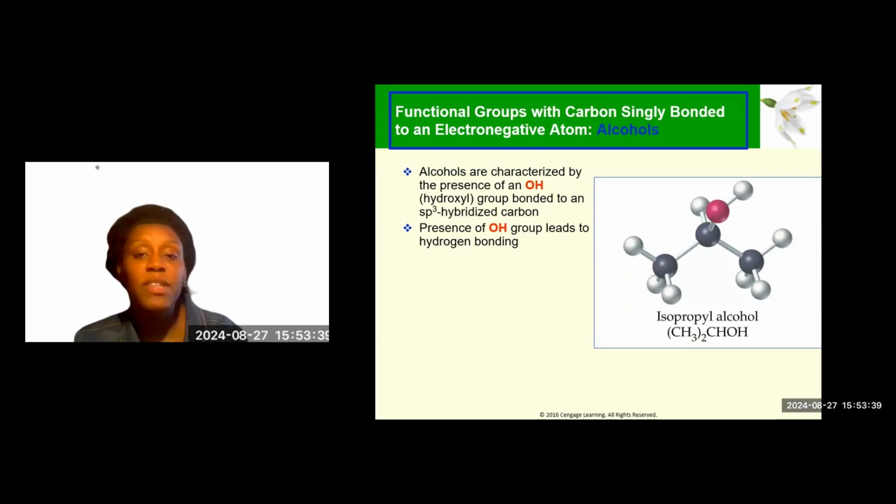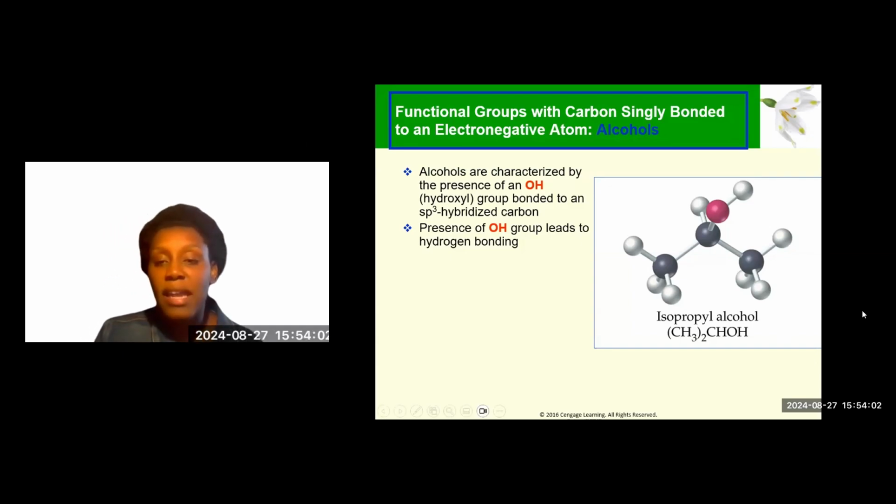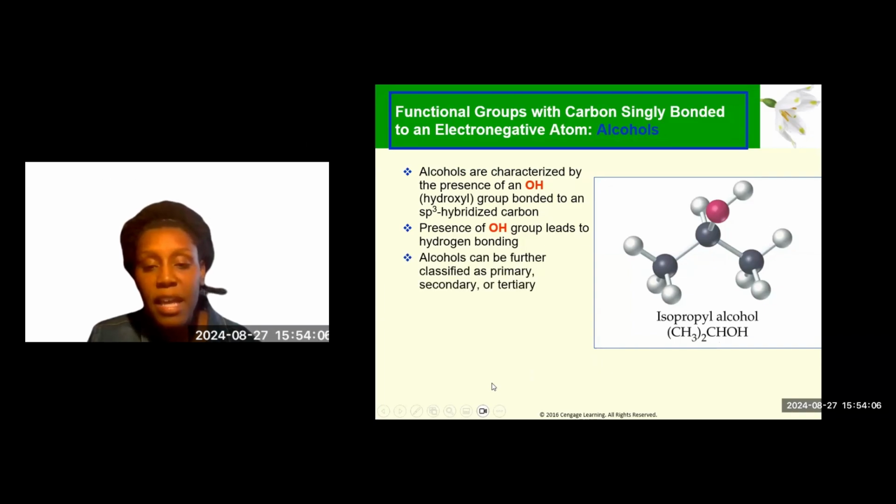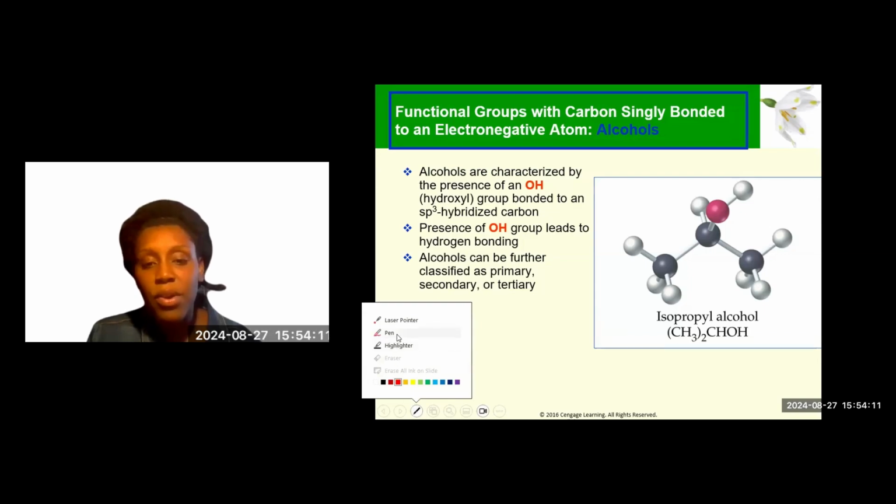All right, so now we're going to move into some more electronegative atoms with carbon single bonded to other things. First we're going to look at alcohol. We've already talked about alcohols for a little bit when we were talking about hydrogen bonding. Again, alcohols are when you have an OH group directly attached to a carbon chain, and you can see that here. This is called isopropyl alcohol. We'll talk about naming a little bit more later.